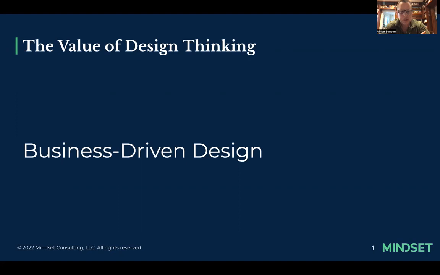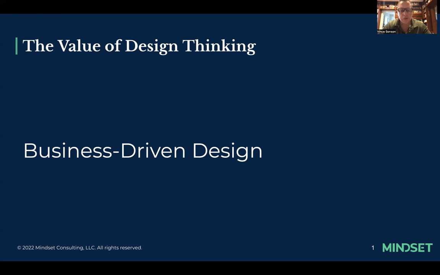So why do we call it business-driven design instead of things you might be used to hearing, like UI, UX design, or user-centered design, or human-centered design? It's not because those things aren't valid, they very much are. It's because I think they've now, in the design community, begun to represent a divergence from what we're really trying to do, which is to add economic value for our clients and our users.